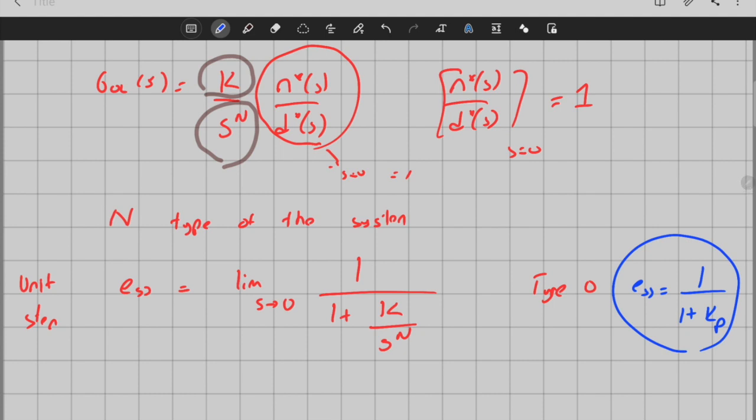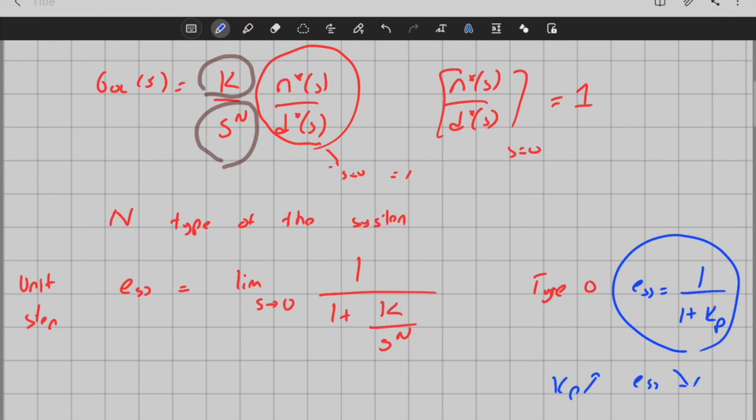And what should I do in order to improve the steady state performance? I need to increase kp. If kp increases, error steady state decreases. And if I want to make error steady state 0 under this assumption, I need to have an infinite gain, which is practically not possible for a type 0 system. Okay, that's great.